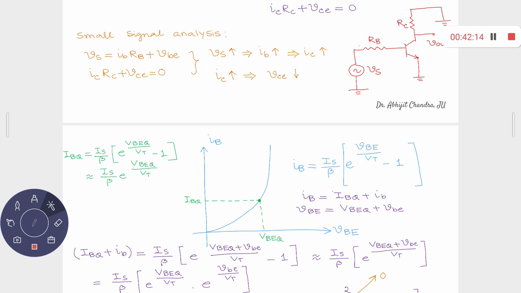Now, when there is a fluctuation, when the VBQ is not constant, because your total VB, I mean this small VBE, what is that? As you understand, this is the DC part plus the small signal part, right? And here you have small v, capital V, here you have small i, capital V.